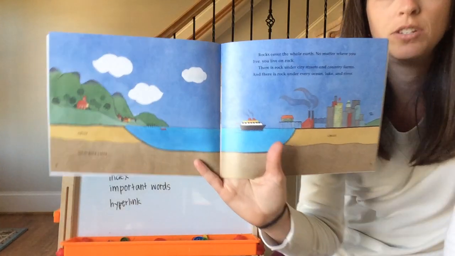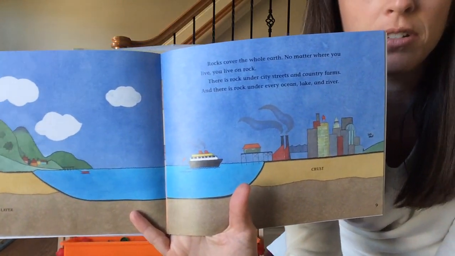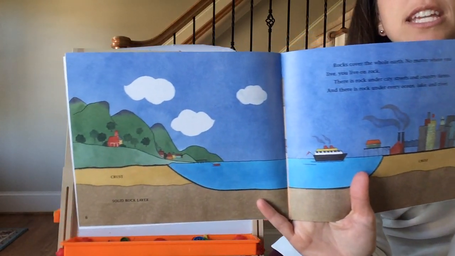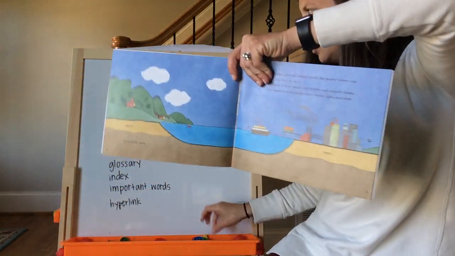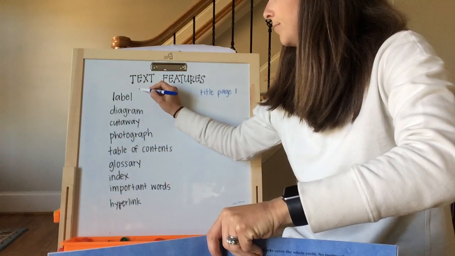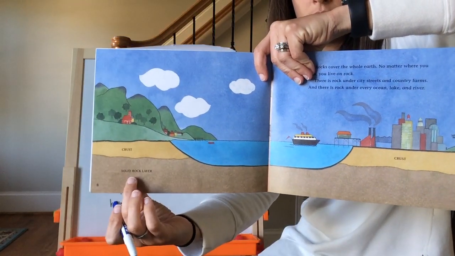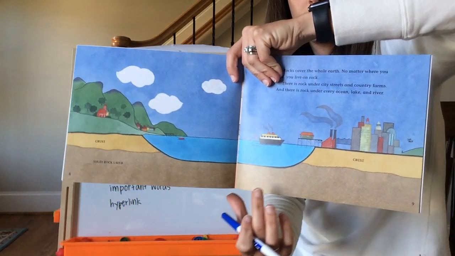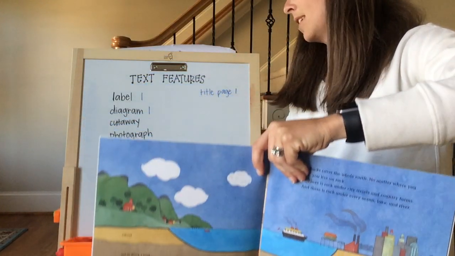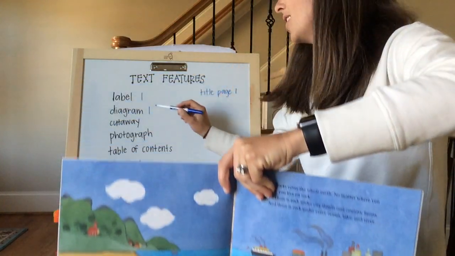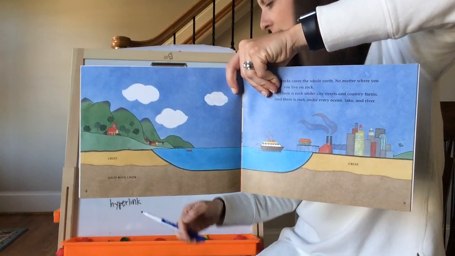I want you to look at this page. What do you see? Do you see some text features? Think about it right now. Do you see text features? I know that I see more than one. On this page, I saw a label. More than one label, actually. See how it says crust, solid rock? Those are labels. I also am going to call this a diagram. Also, this is an example of a cutaway because it's like they cut inside so we can see what it looks like on the inside.